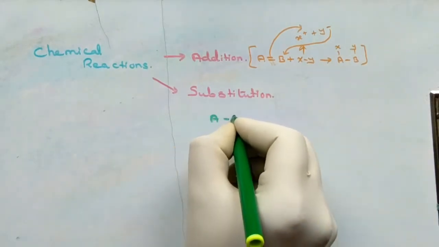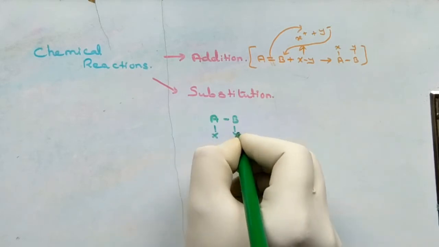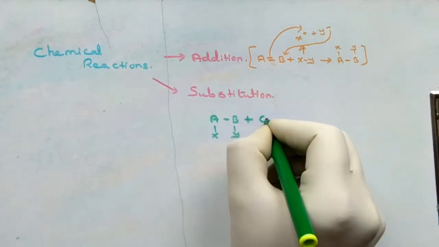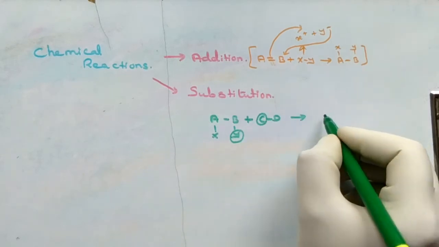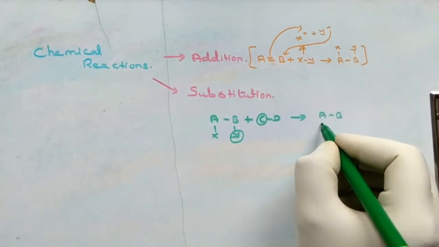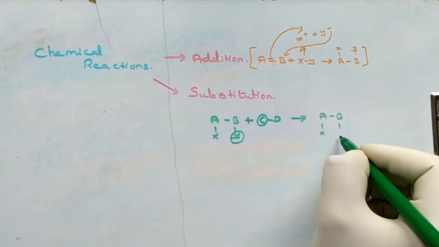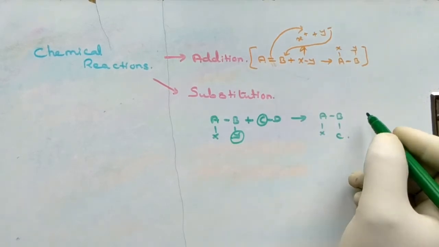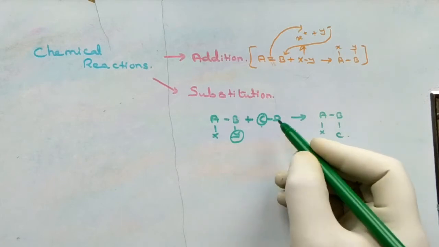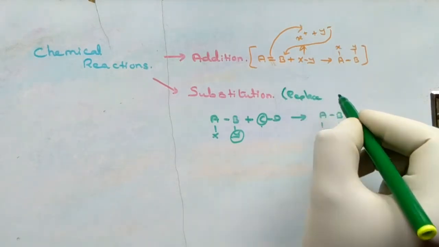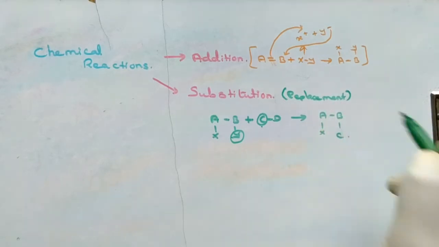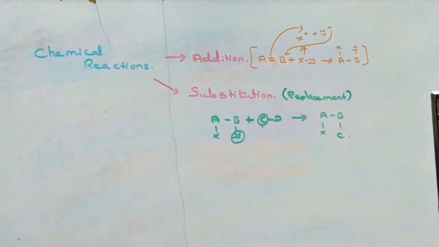Next is substitution reactions. Here this compound is saturated because it has no multiple bonds. When it reacts with CD, the Y will be substituted by C. So we will get a product like this. Instead of Y, C will be bonded with B. These type of reactions are called substitution reactions. Here Y is replaced by C. So these are also called replacement reactions.